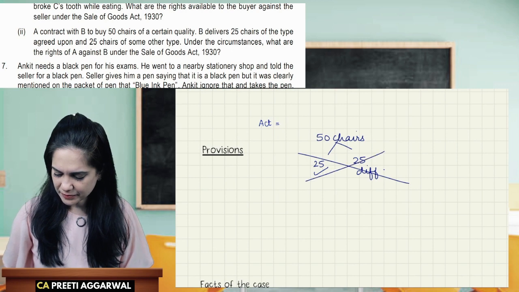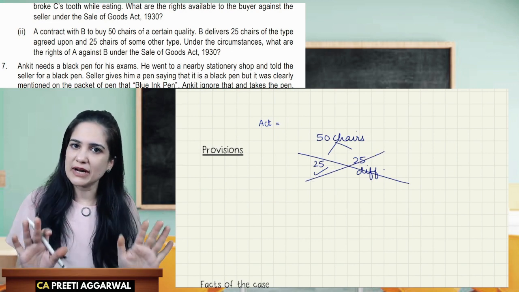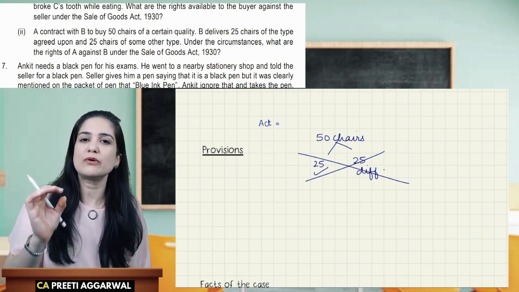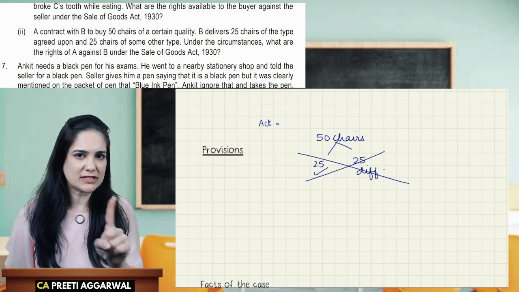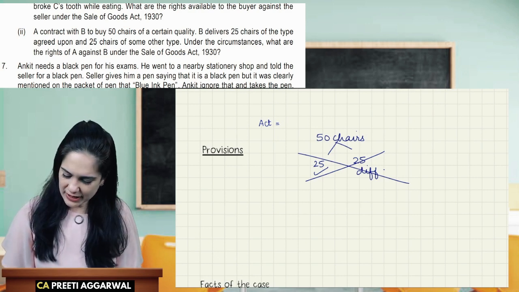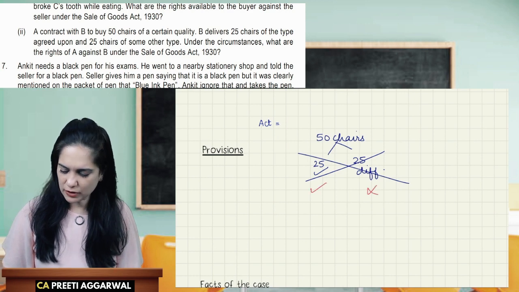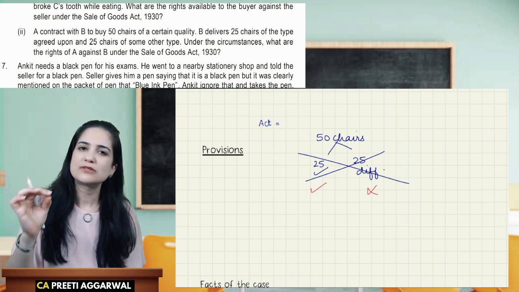Reject everything. If we are rejecting, that doesn't mean that the contract is cancelled. The contract remains valid. It is subsisting. You now have to bring the chairs of the correct description. Okay. You can either reject, that is the first option. What is the second option? Yes, absolutely right. Accept what was contracted for and reject what was not contracted for. This is your solution.